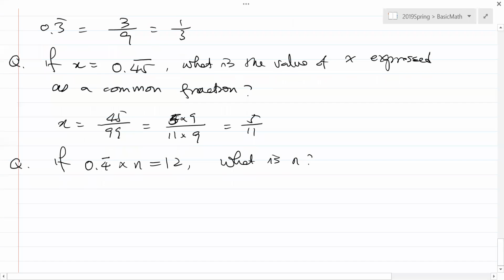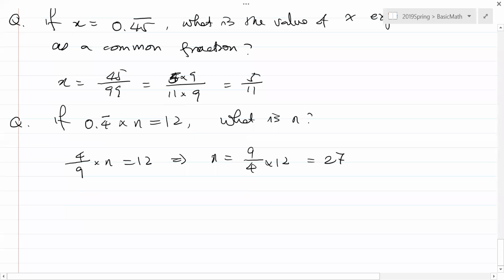Okay, what is n? So this is just the equation, right? 0.4 can be written as 4 over 9 times n equals 12, right? Then that implies n equals 9 over 4 times 12, and then 27. Okay, got it.